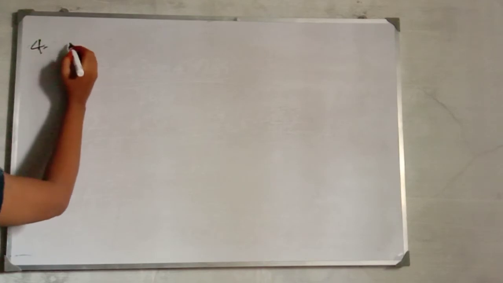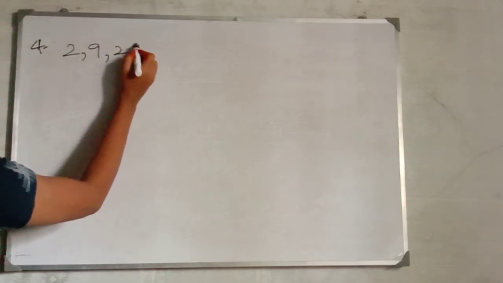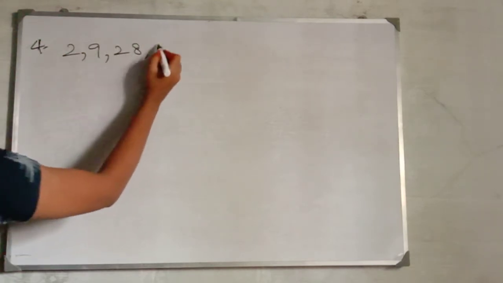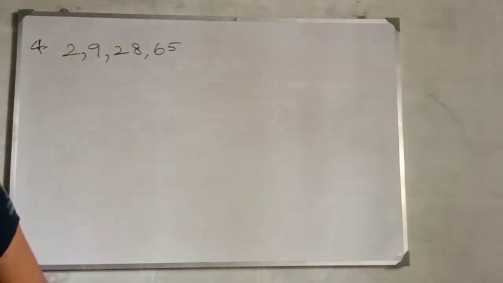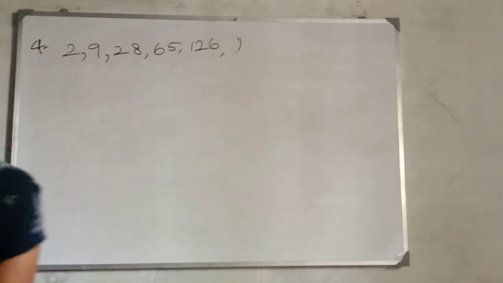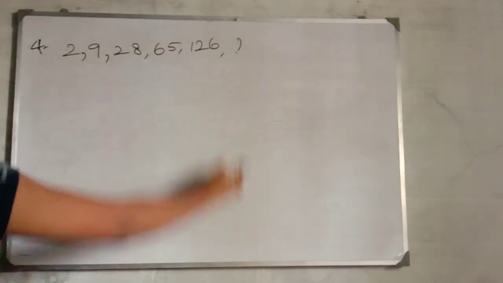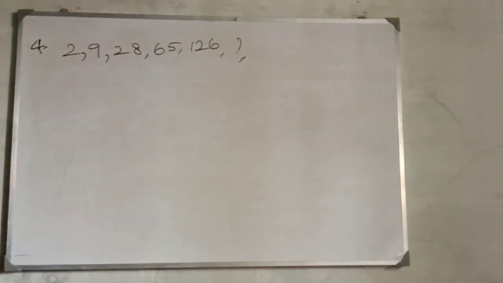Next question. The question number is 4. Next number of the sequence. The sequence is 2, 9, 28, 65, 126, and what is the next number? Here 2, 9, 28, 65, 126. What is the next number of the sequence?